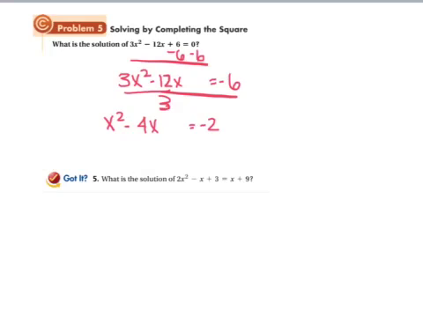Now we're going to do the process of completing the square. Ignore the constant for right now. That negative 2 doesn't have anything to do with completing the square. For right now, all we're looking at is x squared minus 4x. The process of completing the square: take the b term, negative 4, divide it by 2, and then square it.